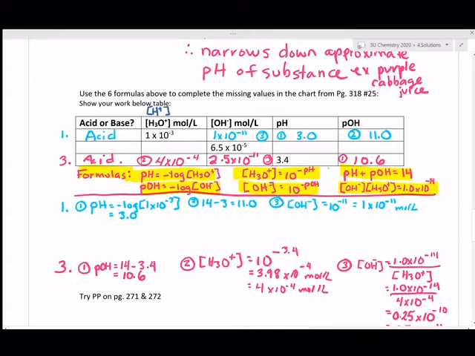So here's our 6 formulas that we've now gone over. You'll use the first 5 a lot. I rarely use this one, because you just don't have to, but it's there if you want to.